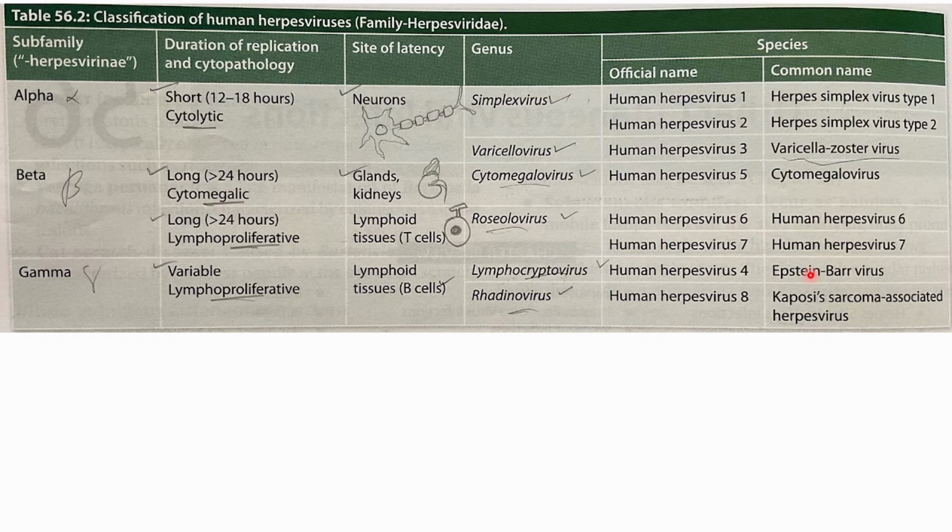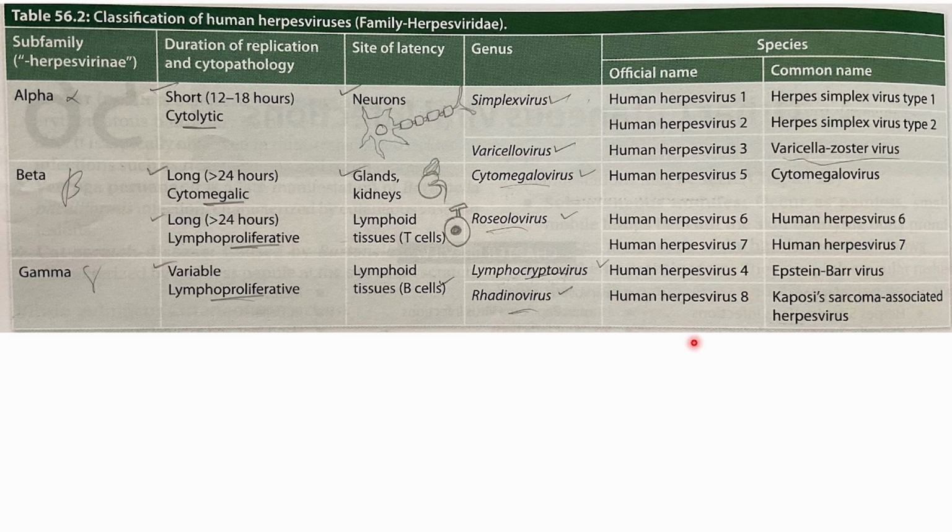Epstein-Barr virus attacks the B cells, the lymphoid tissue of the B cells. The Epstein-Barr virus causes infectious mononucleosis, that is nothing but the glandular fever seen in non-immune adults. Then we have herpes virus 8, the Kaposi sarcoma associated herpes virus. They also attack the B cells. All those cause lymphoma. This is also called Castleman's disease.